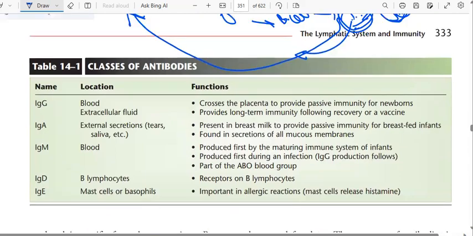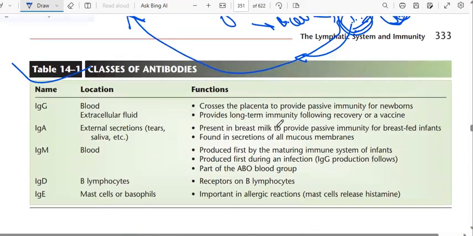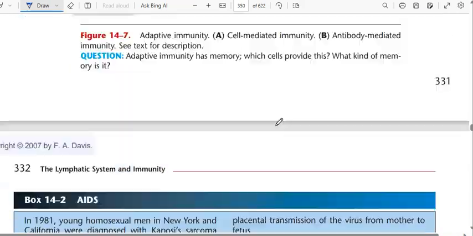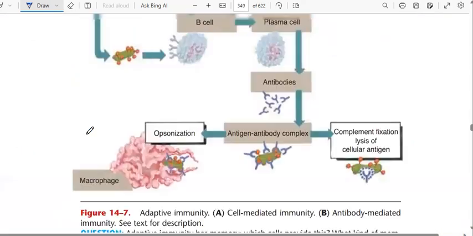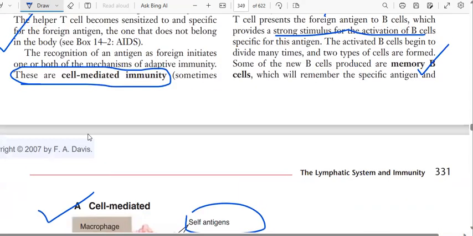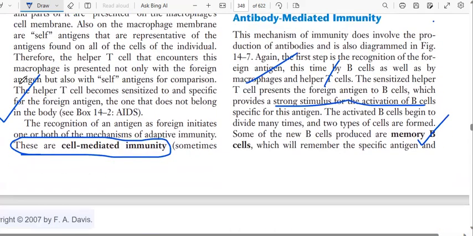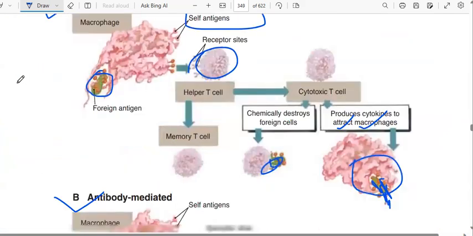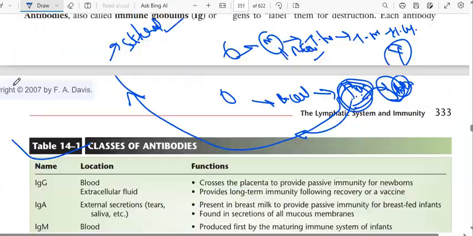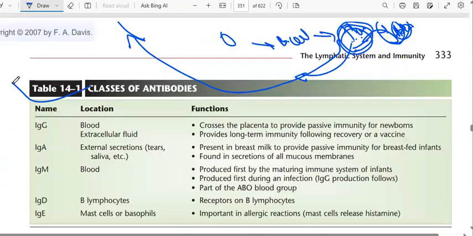There are different types of antibodies. We will discuss them, as well as AIDS. If the T helper cell is not activated, our own antigens may be treated as foreign. The T helper cell is very important, CD4 and CD8 are very important.